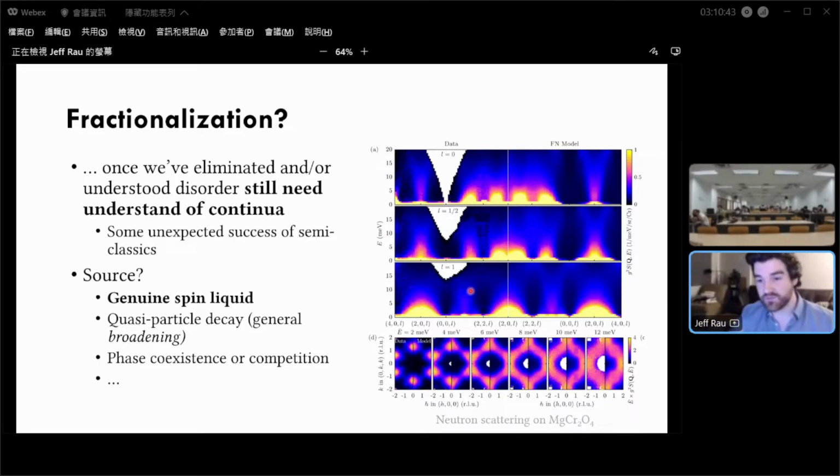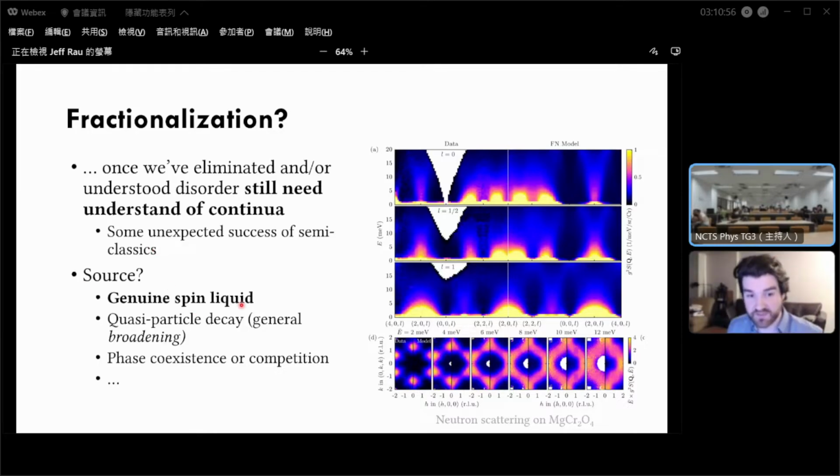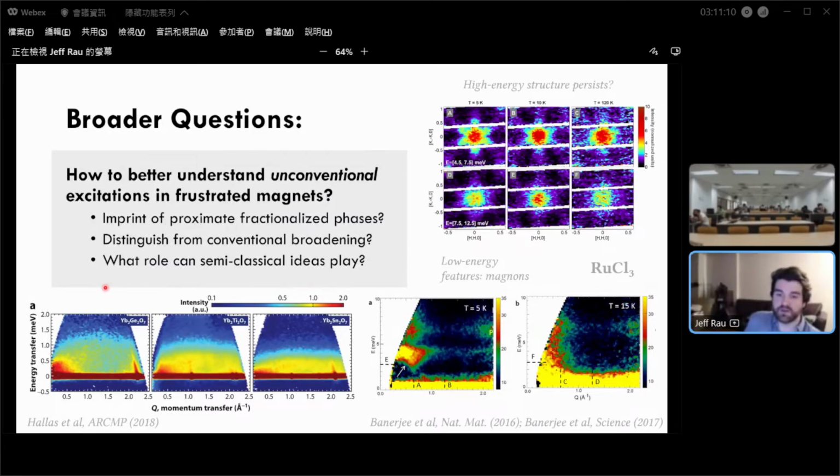you still have to make sure that what you're seeing in these broad spectra really is fractionalization, right? You still need to understand whether continua can come from other directions. Is it a genuine spin liquid, or is it something like quasi-particle decay? Quasi-particles at finite energy can have finite lifetimes. They can be broadened on their own. Could that explain what you're seeing? And so we need better understanding of how that works.